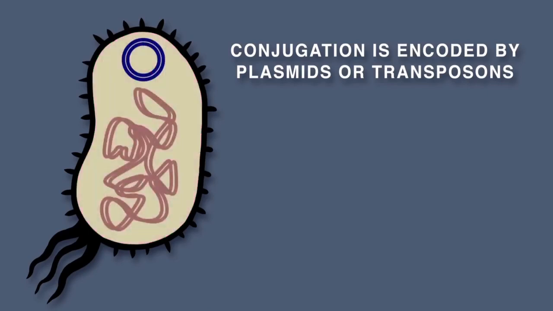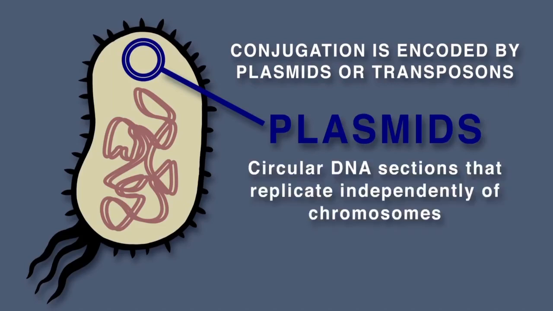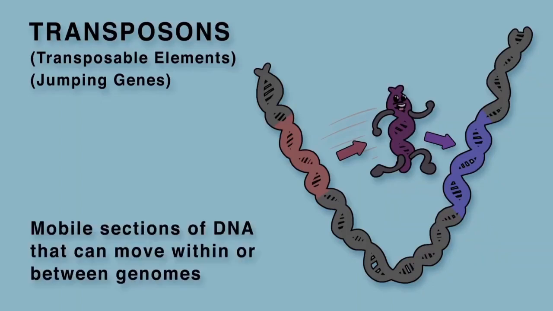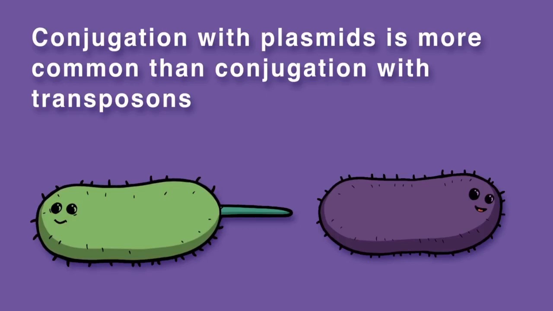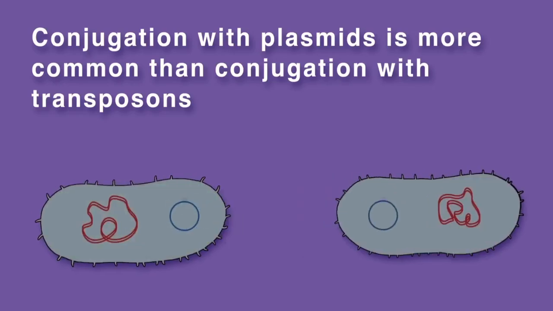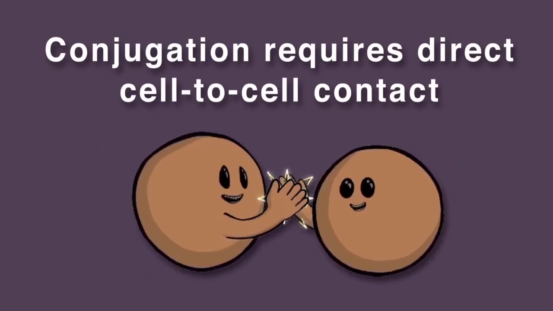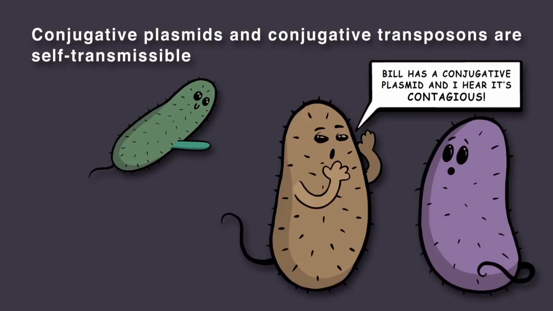Conjugation is encoded by plasmids or transposons. Plasmids are circular DNA sections that replicate independently of chromosomes. Transposons, also known as transposable elements or jumping genes, are mobile sections of DNA that can move within or between genomes. Conjugation with plasmids is more common than conjugation with transposons. Conjugation requires direct cell-cell contact. A conjugative plasmid or conjugative transposon is cell-transmissible.